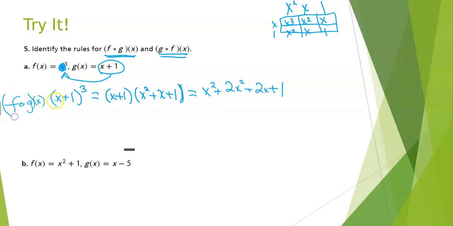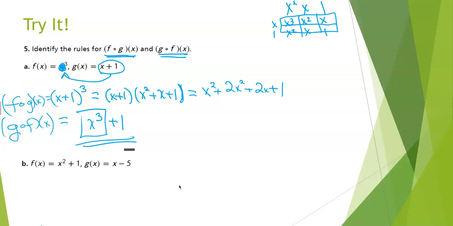Now I want you to go ahead and do g of f of x, and it's probably not going to be the same thing. Go ahead and try that. I apologize, I got rid of that, so that's kind of annoying. That was x cubed right there. So the output of f of x, which is x cubed, now becomes the input for g of x. So my input says I take whatever my output is, which is x cubed, and I add 1 to it. And I can't simplify that anymore, so I'm done.